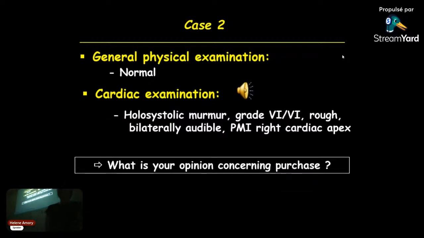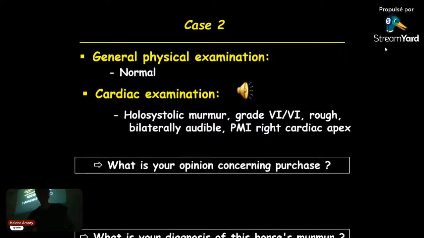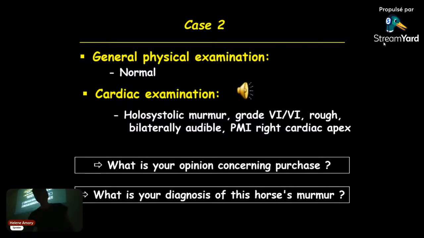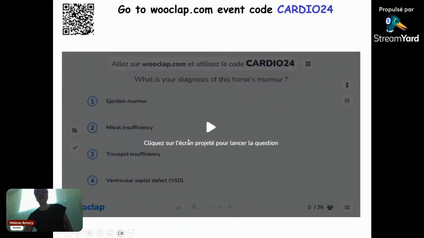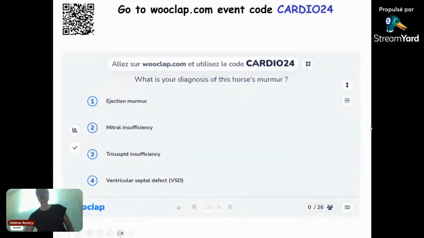What's your opinion on this horse? Do you buy it or not? Do you let it be bought or not? And what is your diagnosis? It will always be the same. The first question, what is your proposition for the diagnosis? Do you want the slide again with the characteristics of the murmur, maybe?